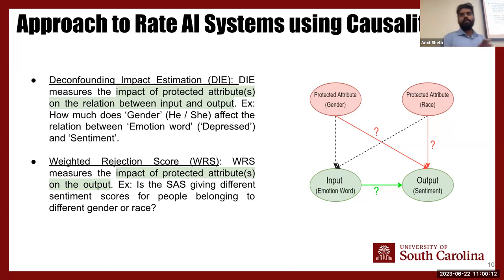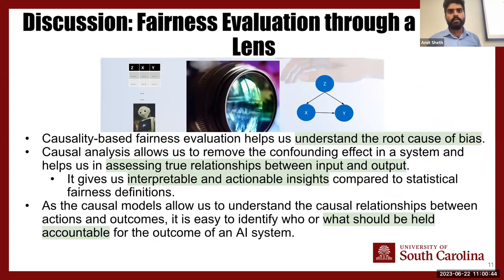So you're absolutely right. These protected attributes are completely undesirable, as I said, and the impact of these on the relation between the actual input and output is what the deconfounding impact estimation, or DICE score, measures. And now the weighted rejection score, that I showed you in the previous demonstration of the tool, just measures the impact that protected attributes have directly on the output sentiment. So these are the two metrics based on which we give final ratings.